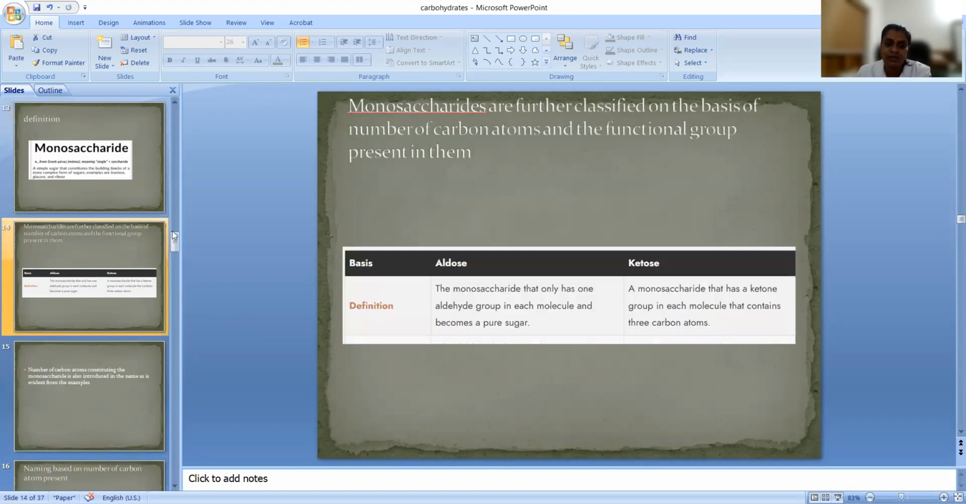Now monosaccharides are further classified into 2 based on the functional group present in them. If the functional group present in a monosaccharide is aldehyde, C double bond H, then it is called aldose. If the functional group present in a monosaccharide is a ketone group, then it is called a ketose. That is the classification based on the functional group.